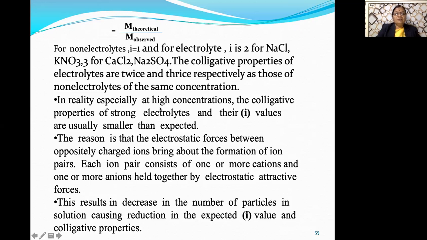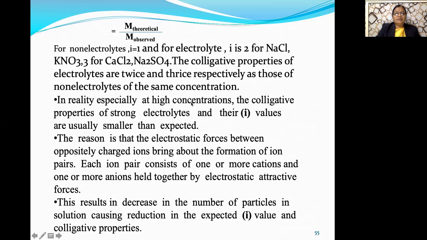At very high concentration, the colligative properties of strong electrolytes. Now, what are strong electrolytes? Just as we defined the electrolyte, strong electrolyte means the electrolytes which give a large number of ions after dissociation. That is strong electrolytes. Almost complete dissociation is there in a strong electrolyte, so it gives a large number of ions in the solution.